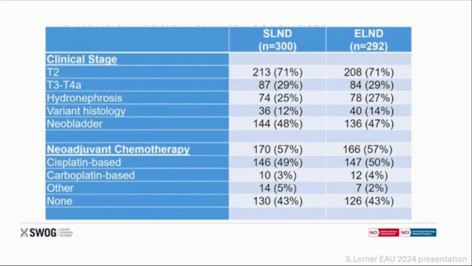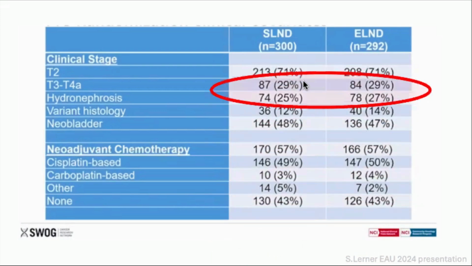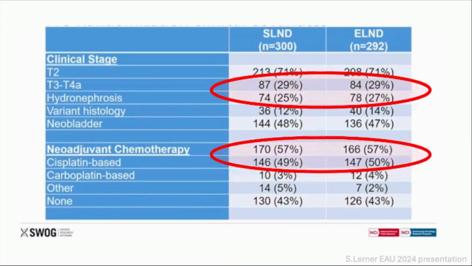This is from Dr. Lerner's presentation at the EAU, looking at some pre-randomization patient variables. They had 300 patients in the standard lymph node dissection arm and 292 in the extended lymph node dissection arm. Approximately a third of patients had T3 disease and above, so they were kind of locally advanced, and approximately 25% of patients had hydronephrosis, putting them in a higher risk category. We see that approximately 57% of patients in each arm received neoadjuvant chemotherapy, and most of them were cisplatin based. And again, they did not specify if patients got those stents, MVAC or not.